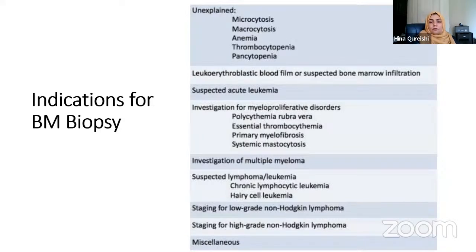Patients with multiple myeloma, which is a plasma cell neoplasm, also get a bone marrow biopsy, and certain lymphomas will get a bone marrow biopsy for staging purposes, even if the CBC is normal. So that's just a standard of care if the patient has a diagnosis of lymphoma.